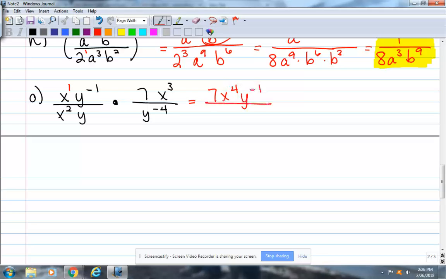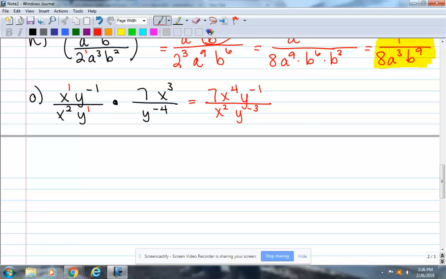I'll move that in a second. Promise you. Now I'm doing the same thing on the bottom, like bases. And the only ones that have like bases are the y's. And this is a y to the first. So I'm going to keep my x squared. And what's 1 plus negative 4? Negative 3. So I added across and did my like bases where they multiplied. I added the exponents. Is everybody good there?